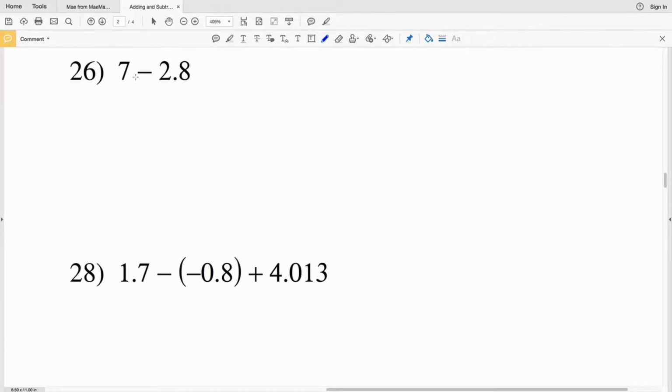26 is simply 7 minus 2.8. If we add a 0.2 to the 2.8, that'll bump us up to 3, and then we're working with whole numbers. 7 minus 3 is 4. So the answer to number 26 is 4.2.